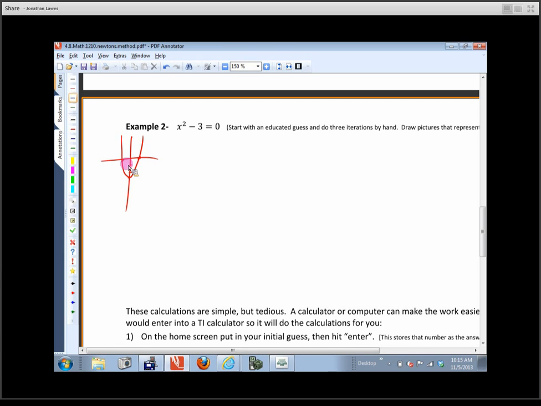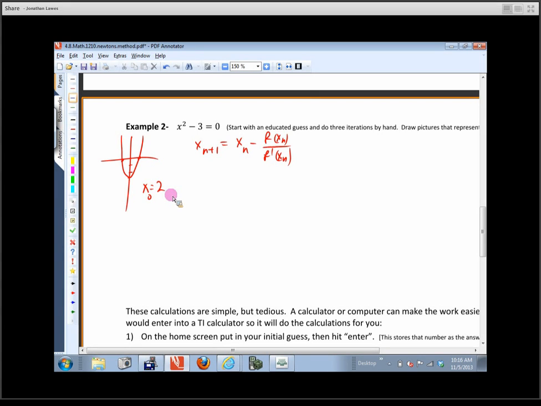Okay? So again, that formula is x sub n plus 1. So our next guess, our new guess, is based on our old guess minus the function value at our old guess divided by the derivative at our old guess. So we're going to have to make a first guess. So our first guess, if you want 2, that's great. If you want 1, that's great. It's somewhere in between there. Let's go ahead and guess 2. So this is going to be x naught. There's our initial guess.